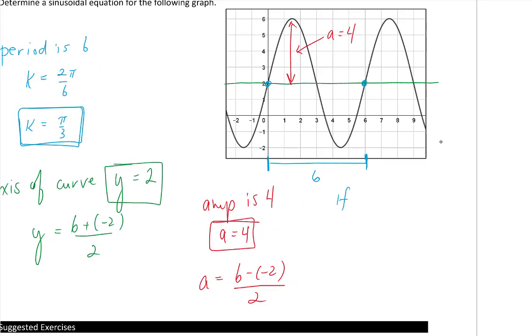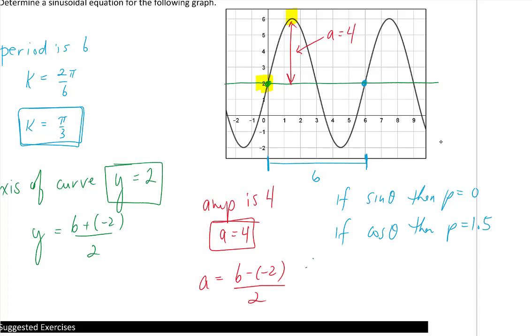So if we use sine theta, then we see we have a phase shift equal to 0 because we're starting on the axis of the curve. We're starting right here. If we're going to use cosine theta, then the phase shift P is equal to where the max starts, and we could have picked either max. So let's say we take the first one, and that looks like it's at 1.5.